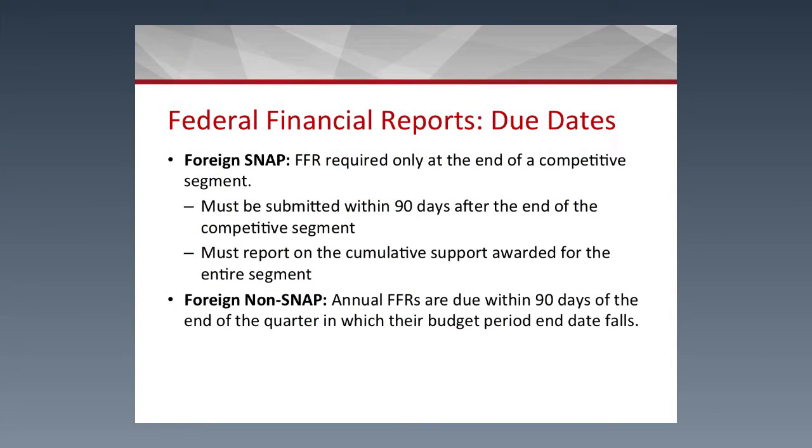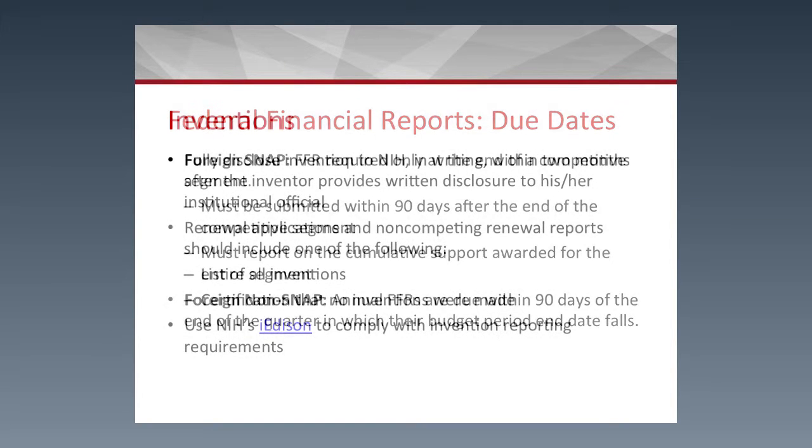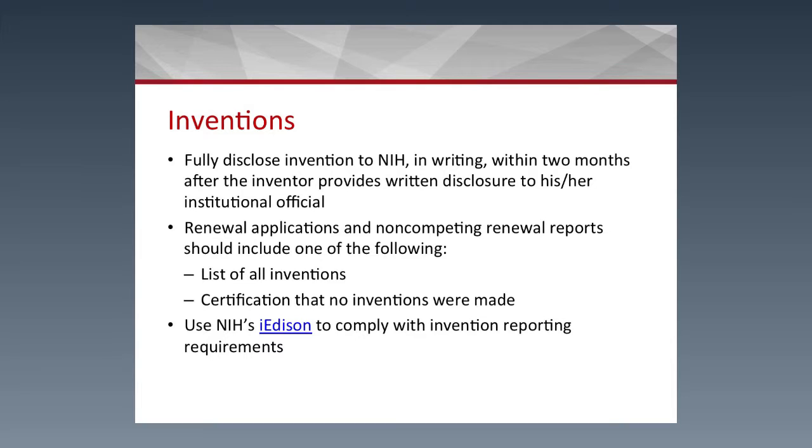Grantees are expected to submit FFRs timely and submit accurate reports. There are different due dates for federal financial reports, again, based on whether you have a SNAP or a non-SNAP award. For foreign SNAP awards, FFRs are only required at the end of a competitive segment. For foreign non-SNAP awards, annual FFRs are due within 90 days of the end of the quarter that their budget period falls within. Some information about inventions.